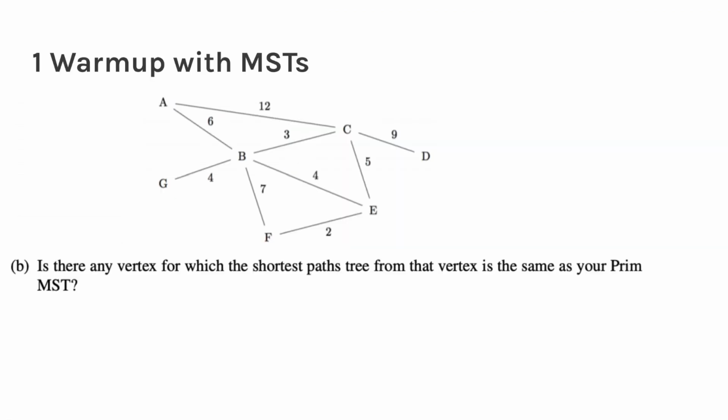Okay, now there's some general true-false and conceptual questions. Is there any vertex for which the shortest path tree from that vertex is the same as your Prim MST? So basically it's asking, how do we get the shortest path tree? We can run Dijkstra's. So is the tree we get with Dijkstra's the same as the tree we get with Prim's for starting at a given vertex?